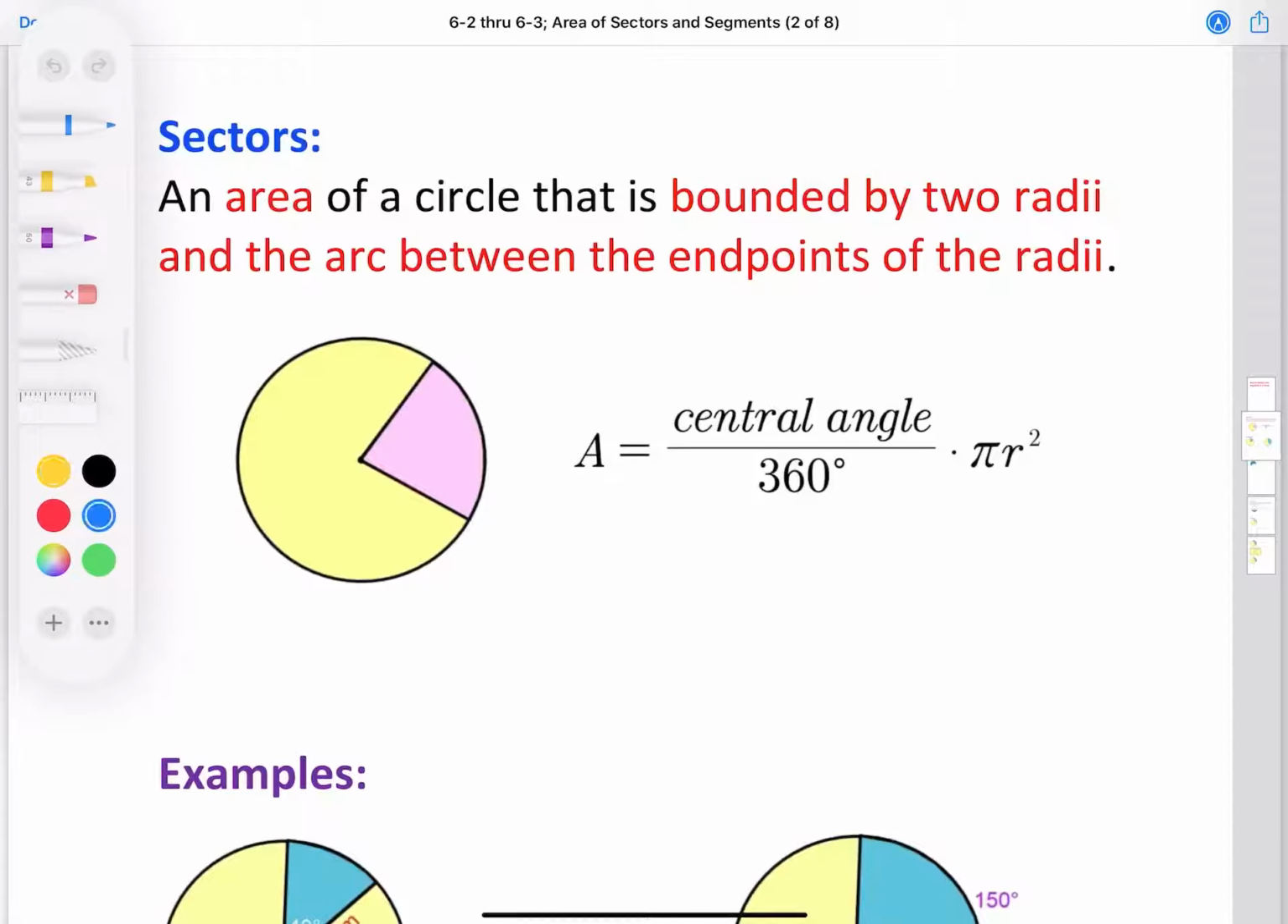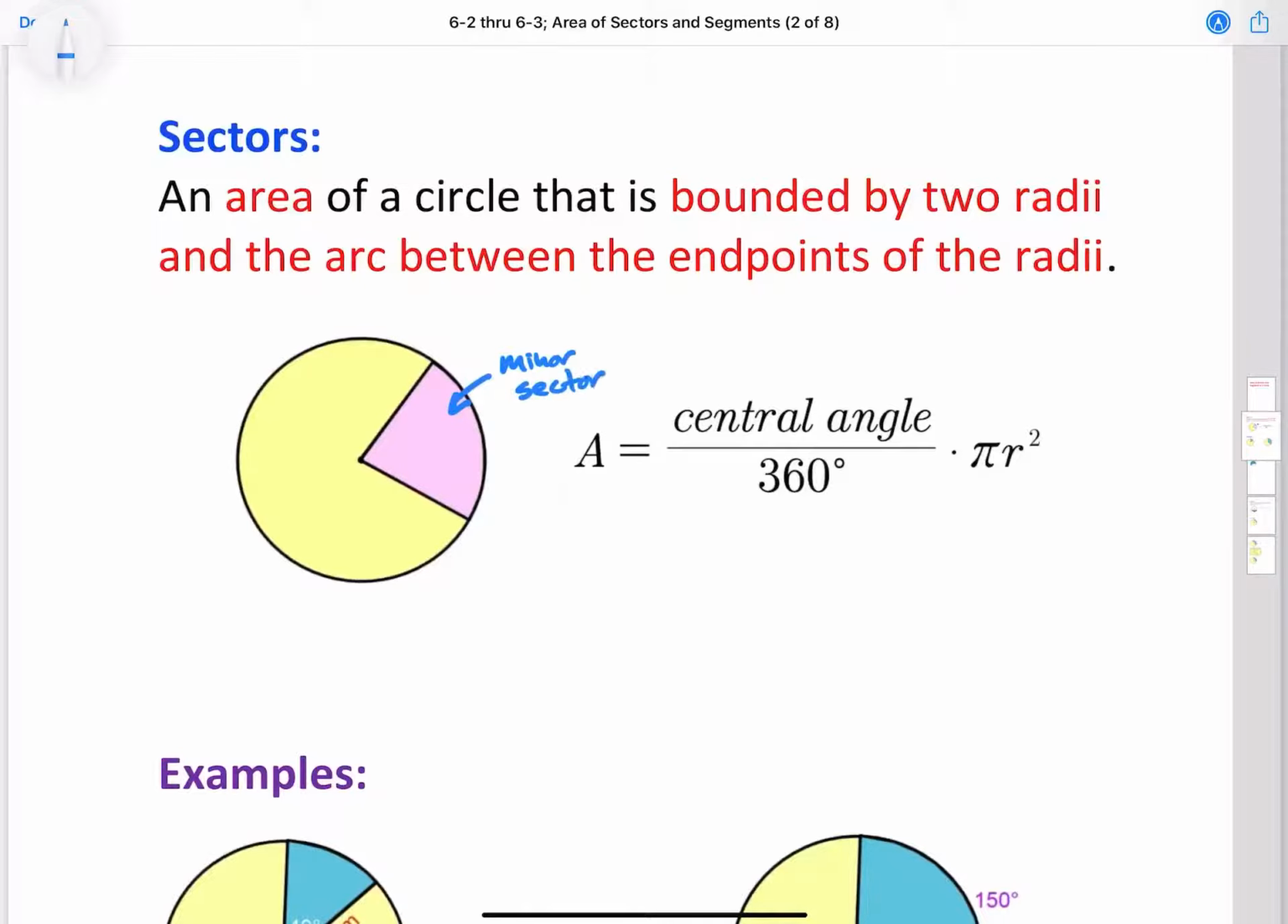The two possible sectors are either a minor sector, like the one that we have here in pink, and the reason why it's known as a minor sector is because it's coming from a minor arc. And then we also have a major sector, the one in yellow, and this is our major sector because it's coming from a major arc.